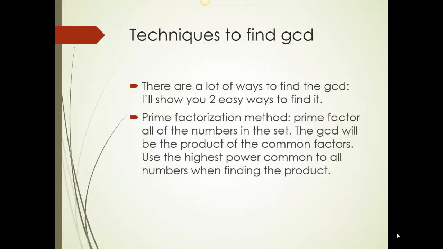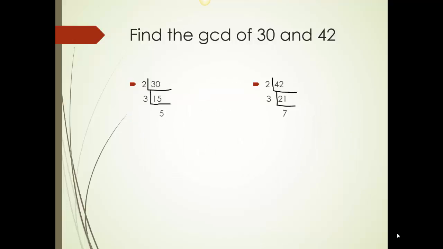So there are multiple ways to find the GCD. I'll show you two, and I really have one that's my go-to way to do it. So first, let's talk about the prime factorization method. In the prime factorization method, you prime factor the numbers. So it's kind of exactly what it says it is. And then the GCD will be the product of the common factors. When you're doing this, you're going to use the highest power common to all numbers when finding the product.